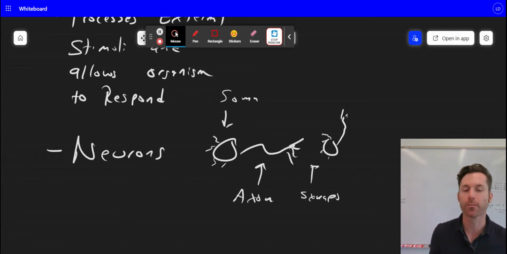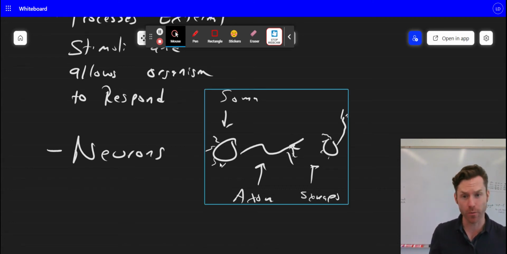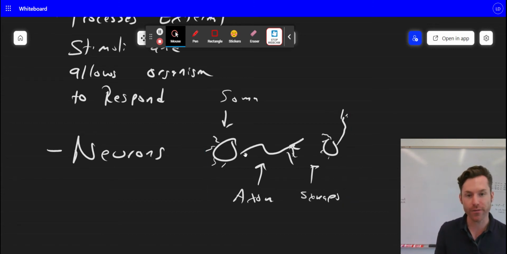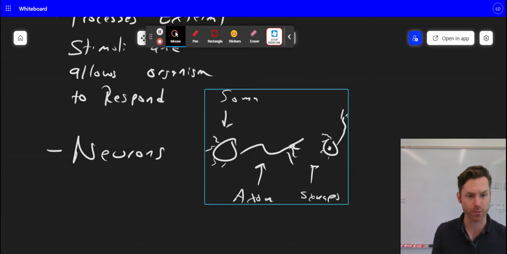Normal cell stuff. On the front side of the soma are these little branchy things called dendrites, and they are the receivers of the signals. And then we have this long tail-like structure called an axon. At the end of the axon, there is the synaptic terminal, and the synapse is the gap between two neurons, right?